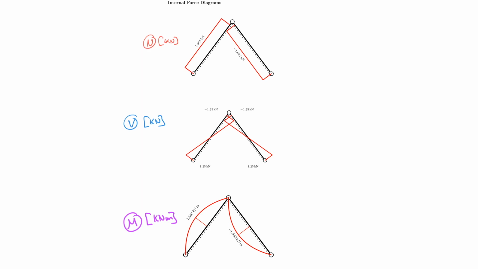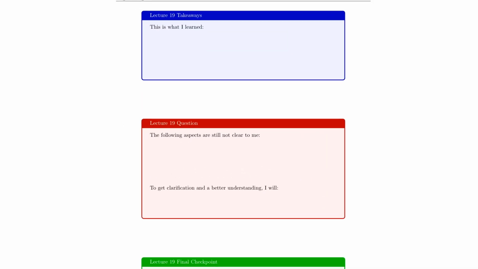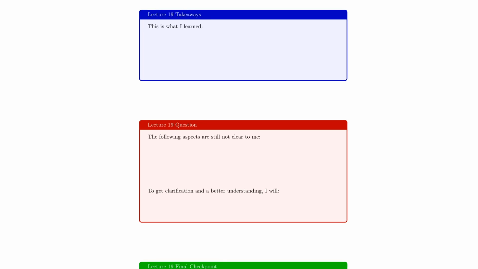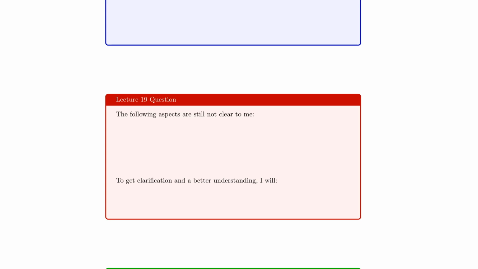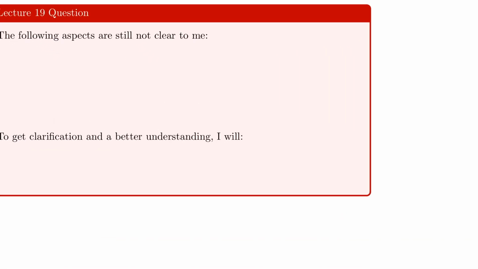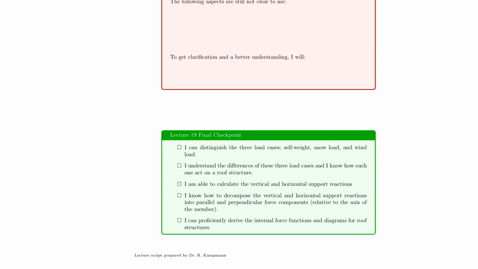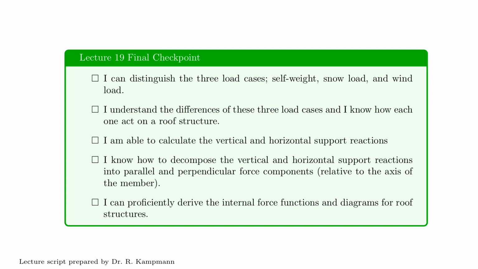Before I leave you, however, let's take a look at our checkpoint. So what did I learn? The takeaways, you can fill this out now. What is unclear to you, you should also verbalize to yourself so that you know what questions to ask and where you need to get clarification. But I think the final checkpoint, we can use that to reiterate what we talked about.